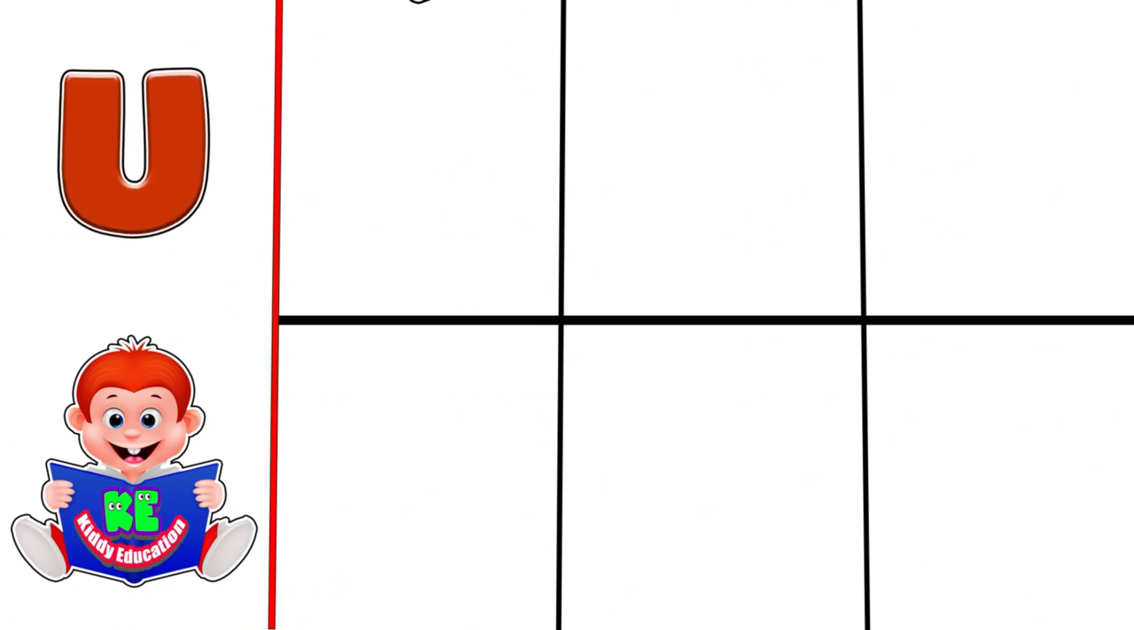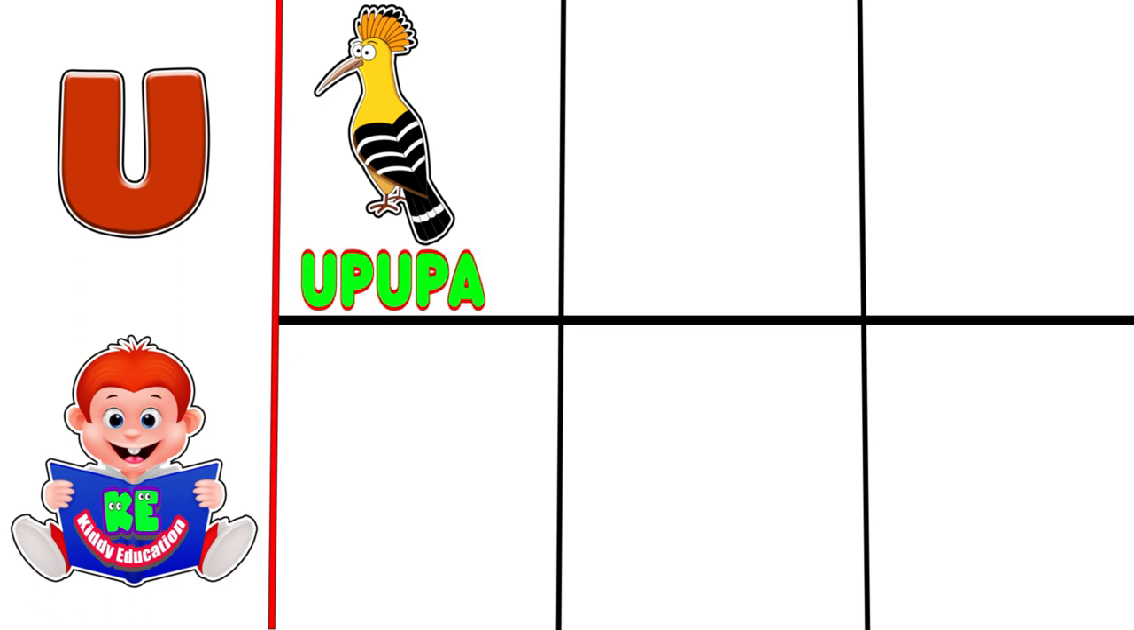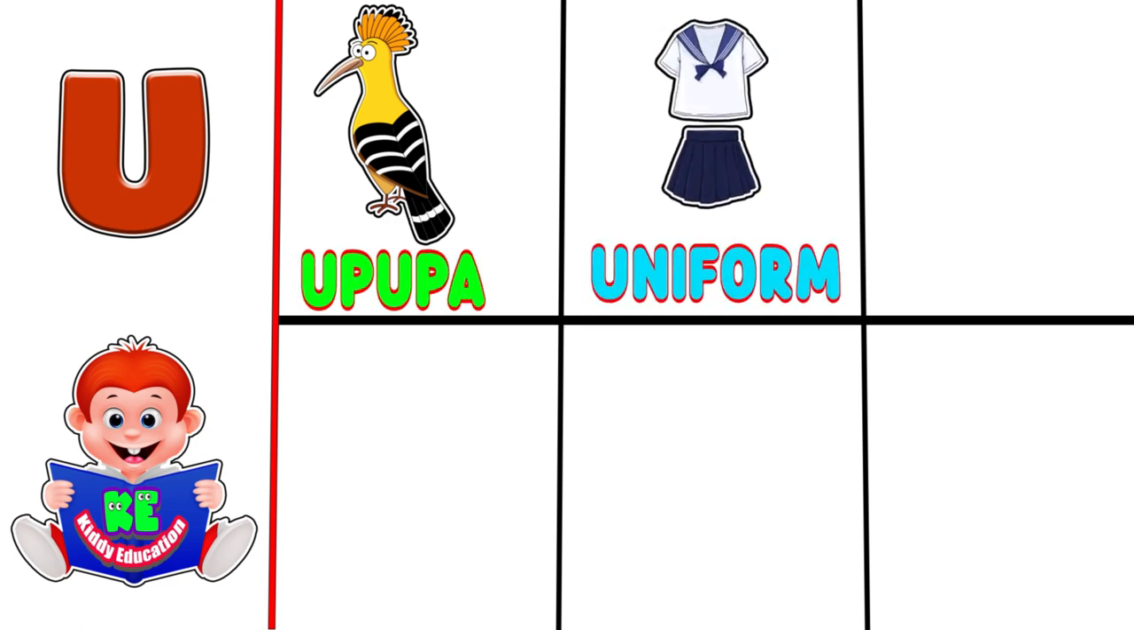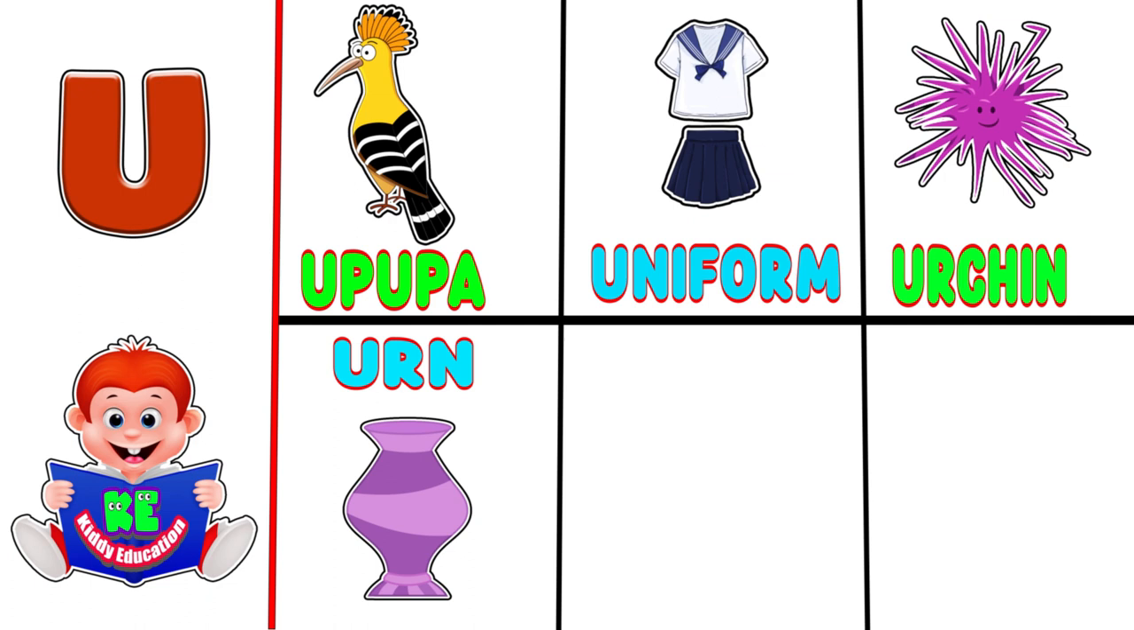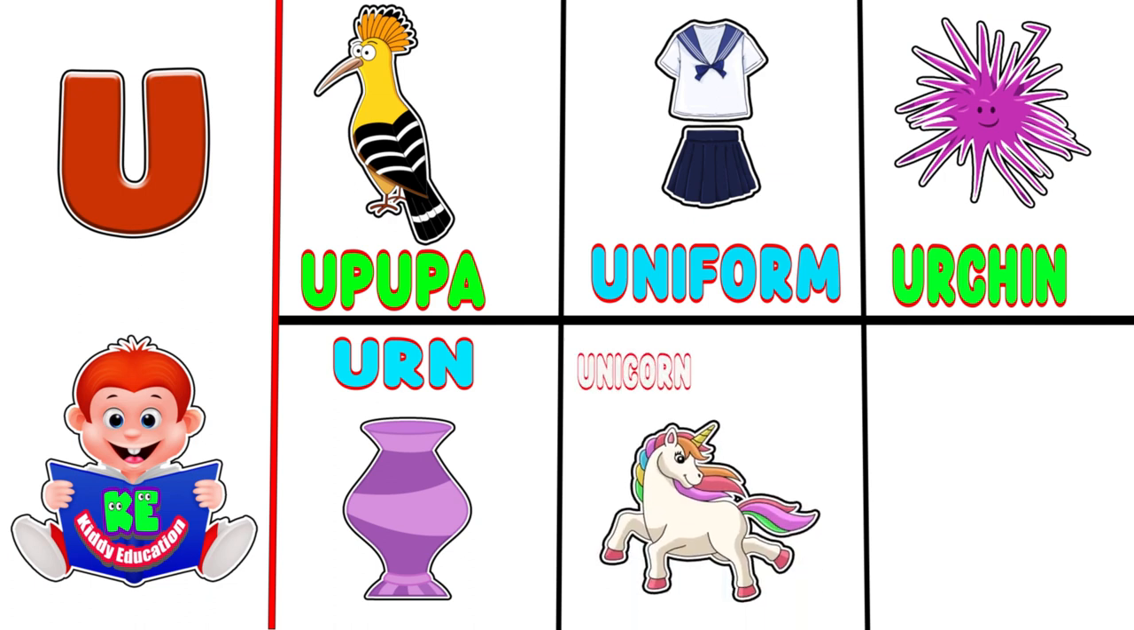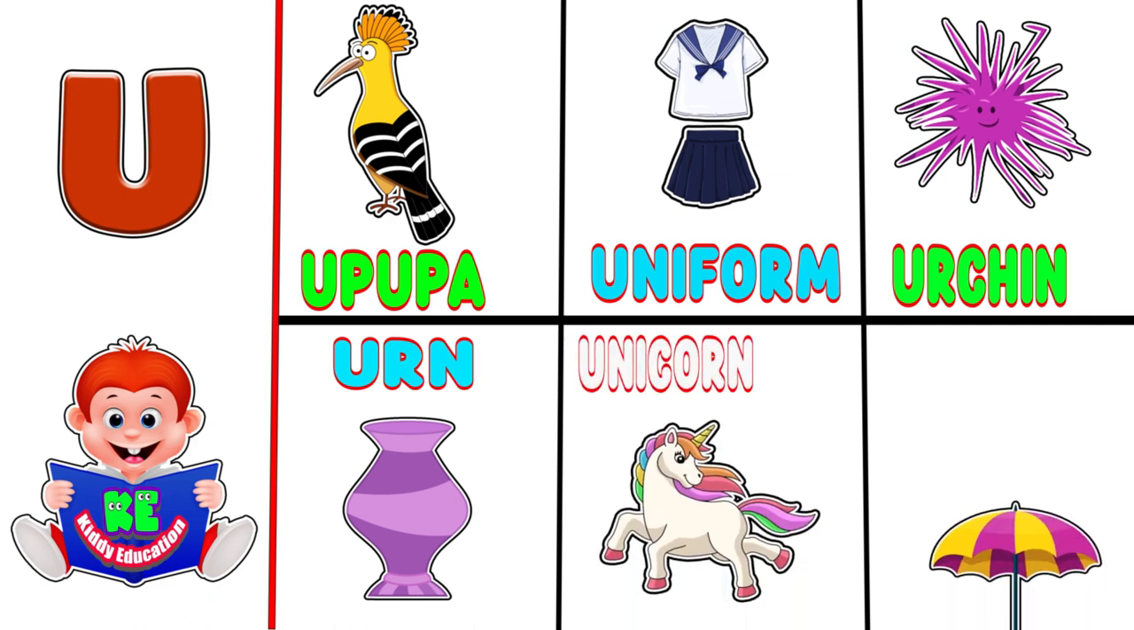U. U is for pupa. Uniform. Urchin. Urn. Unicorn. Umbrella.